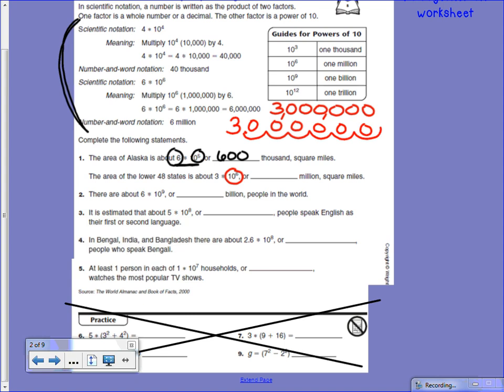So, how many million square miles are in the lower 48 states? Jacqueline? 3. You got it. How are we feeling? Pretty good? Questions? Does that mean like the area of all the 46 states? Yeah. Yep. But it was like 50.